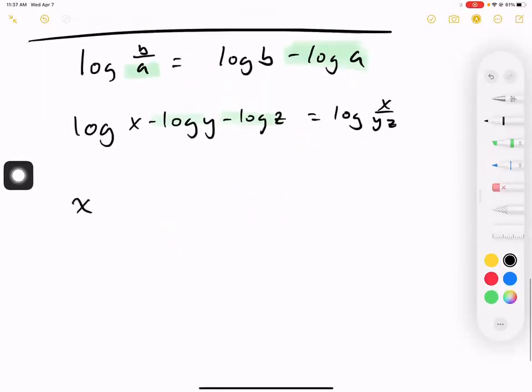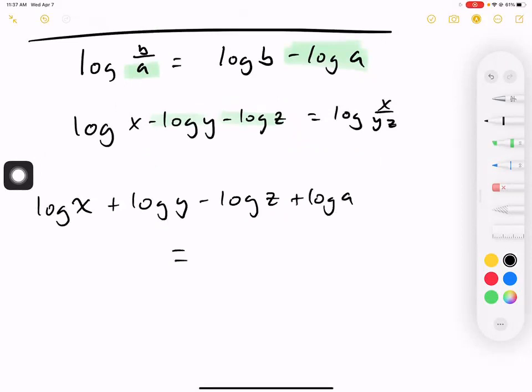If I say log of x plus log of y minus log of z plus log of a. Take a look, there are a lot of pluses and minuses here. But when we're subtracting logs, that's the one that ends up on the bottom. So we can combine them: log of x times y times a all over z.